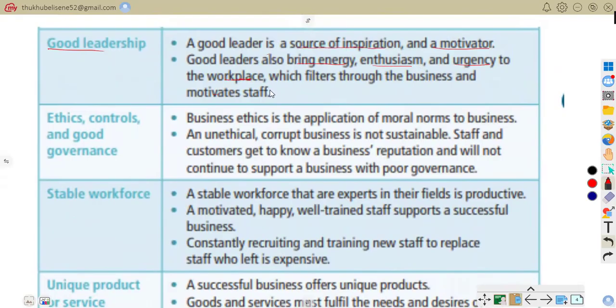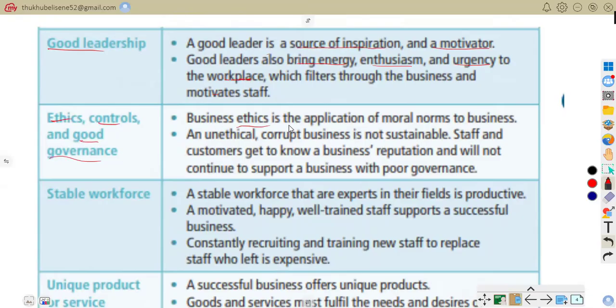Meaning to say, good leaders inspire, they motivate, they even guide employees. They bring emphasis on energy and a sense of agency to the workplace. For example, a manager encourages employees to reach their sales target and recognizes those who perform well. That is that. Now let us be on ethics, controls, and good governance.